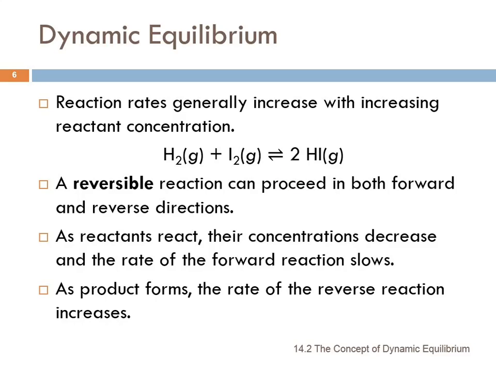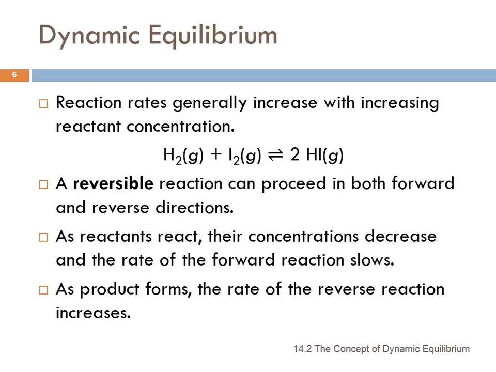But this is a reversible reaction. It can go both in the forward direction and in the reverse direction. Initially, there was no product, and so the reaction in the reverse doesn't happen at all because there wasn't any HI for the reverse reaction to happen. As the forward reaction proceeds, though, what happens to the concentration of the HI? It increases. And that causes the rate of the reverse reaction to increase.